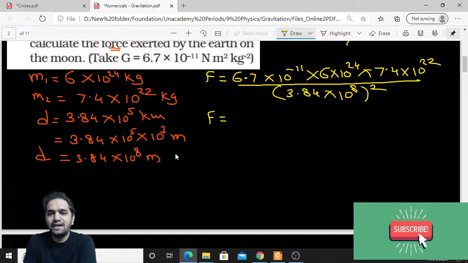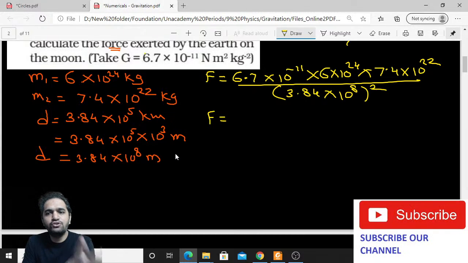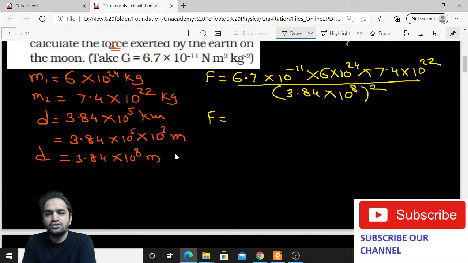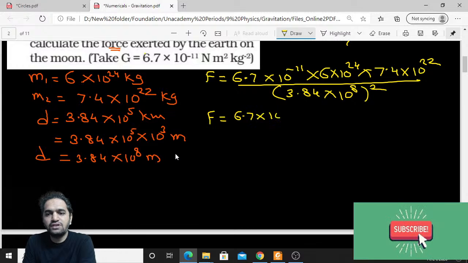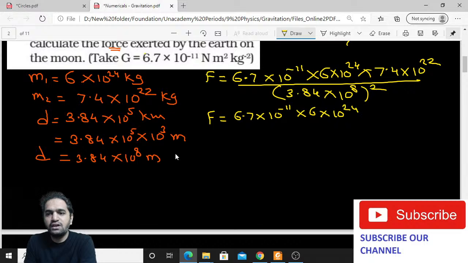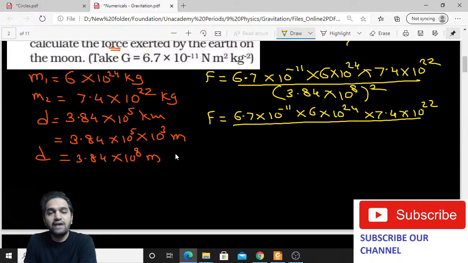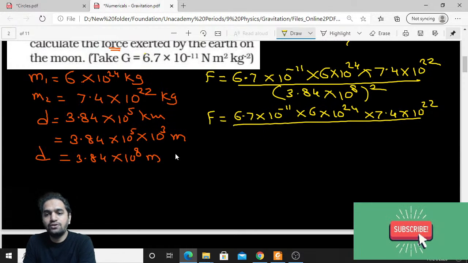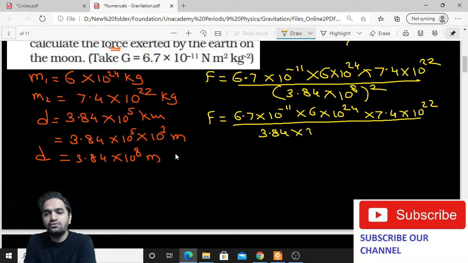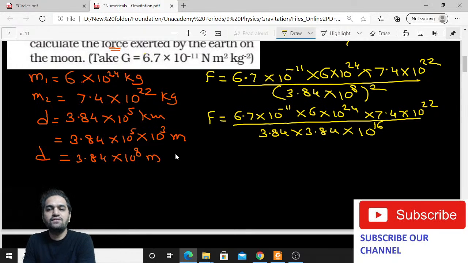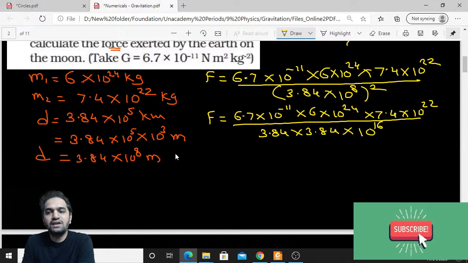You can segregate, you can separate. The first job you are supposed to do is to segregate the values of 10th power. So this will become 6.7 into 10 to the power minus 11, into 6 into 10 to the power 24, into 7.4 into 10 to the power 22, divided by, I am going to separate these values, 3.84 into 3.84 into 10 to the power 8 twos are how much? 16, right? So that is 16. So basically we have received, this is 8 twos are 16.